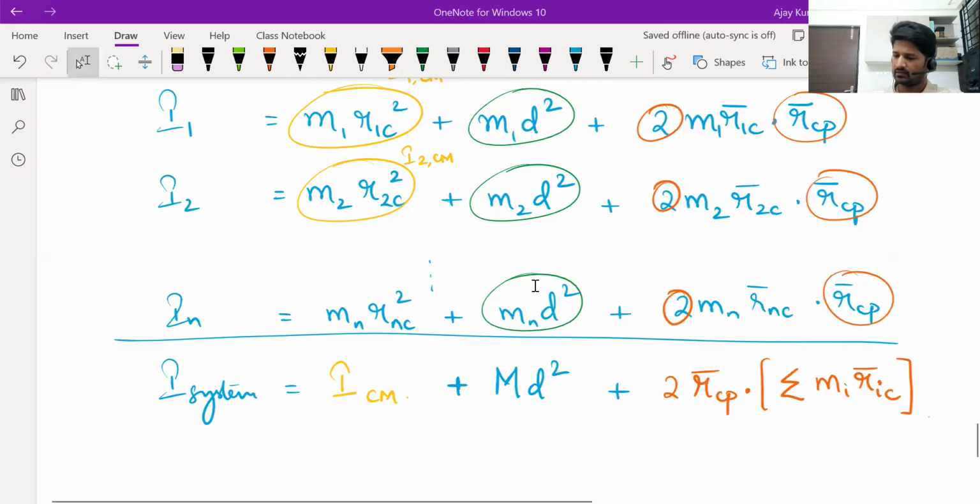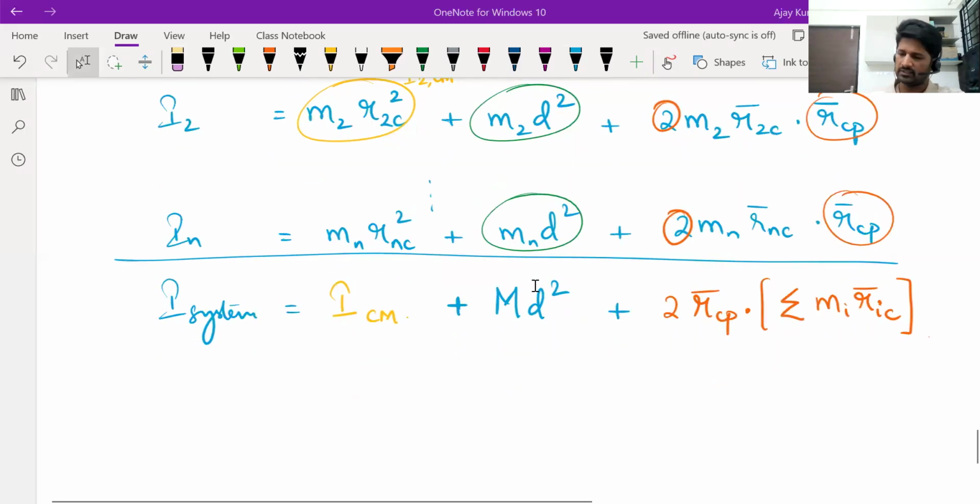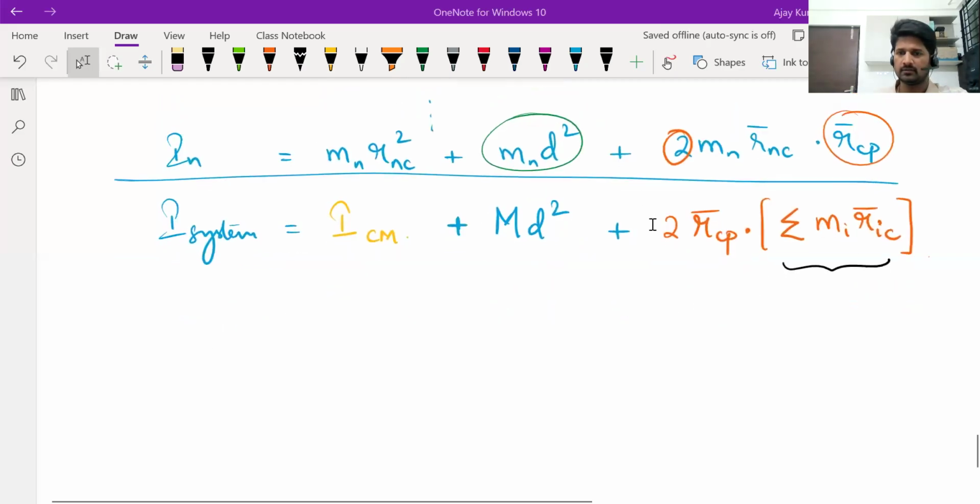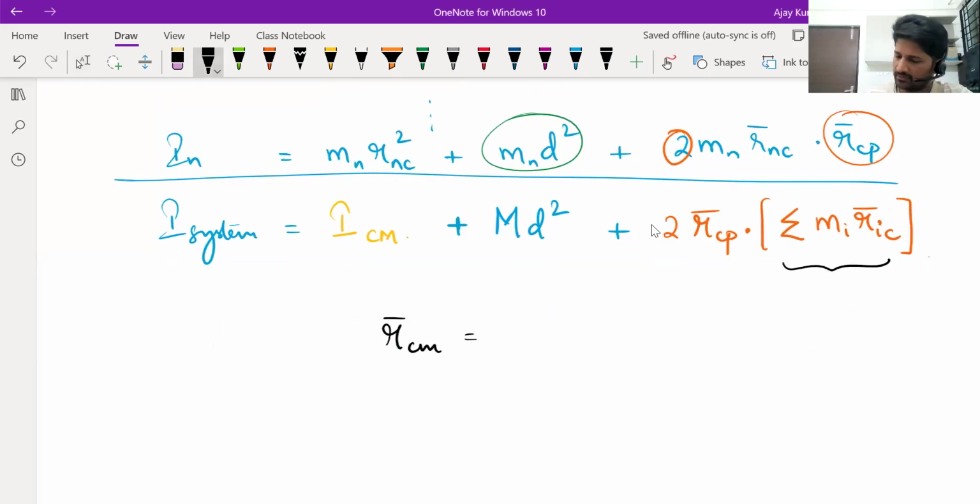Okay. Now let's look at that last term. There's something interesting in that last term, sigma mi ri. Do any of you remember seeing this expression anywhere? Sigma mi ri? Center of mass. What about center of mass? Velocity, acceleration, position? Position of center. Correct. Position of center of mass of a system is sigma mi ri divided by total mass of the system.